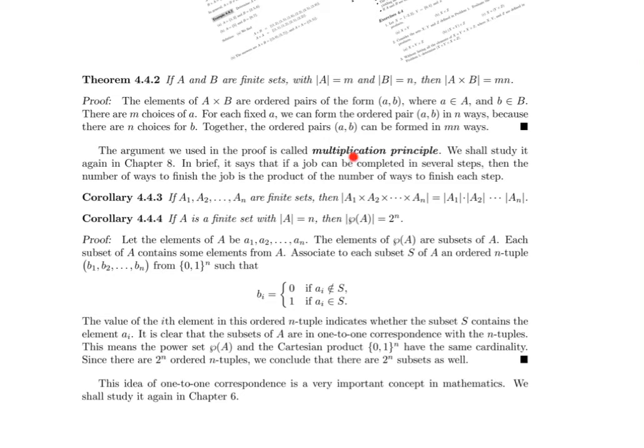This idea is what's called the multiplication principle. We're going to look at it more closely when we study combinatorics, but this is one of the most basic ideas of figuring out how to count things. You can extend this further to say that if you have any finite amount of finite sets, then the cardinality of the Cartesian product of all n of them is going to be equal to the cardinality of each of them all multiplied together.